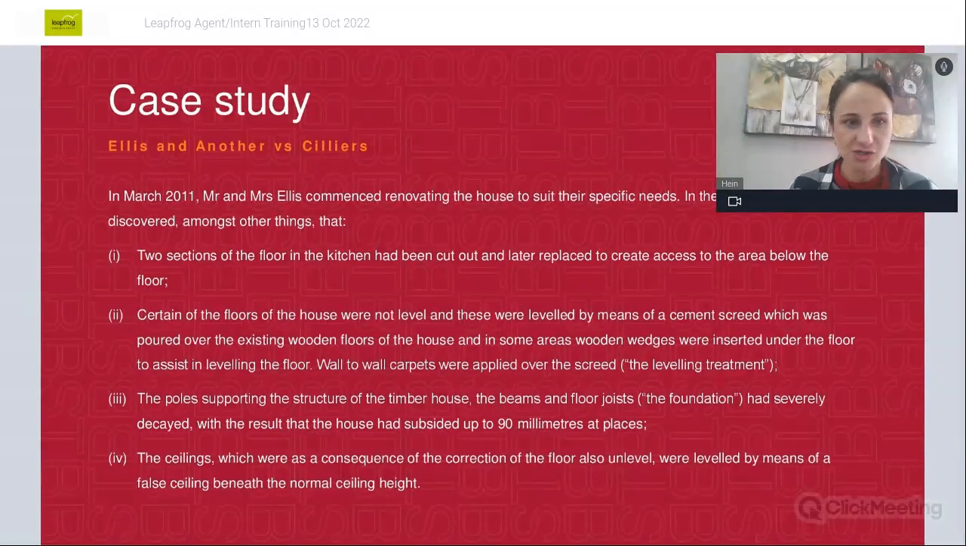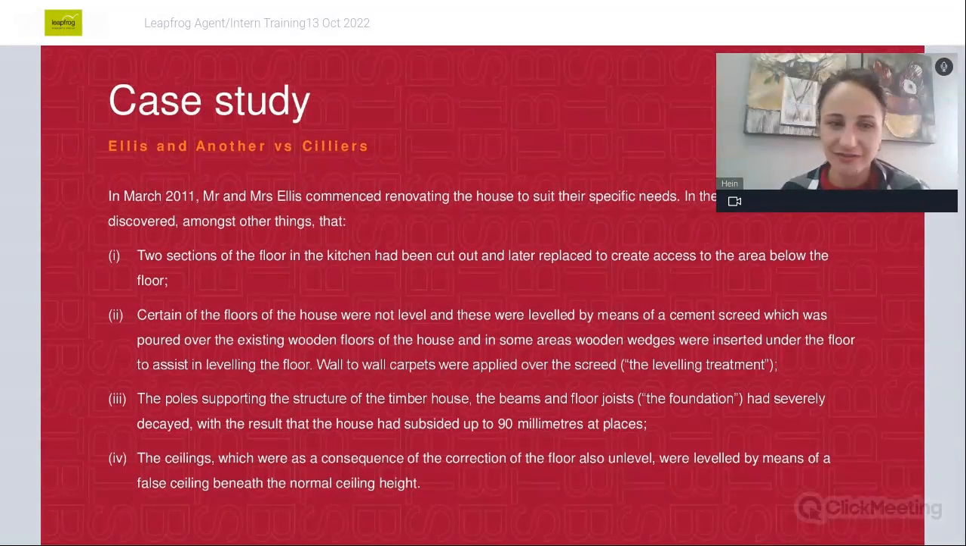So soon after taking transfer, the buyers started with their renovations. And in doing the renovations, they realized that there were quite a few huge structural issues that weren't disclosed to them. So again, this is a 2011 case, so it's long before the Property Practitioners Act.